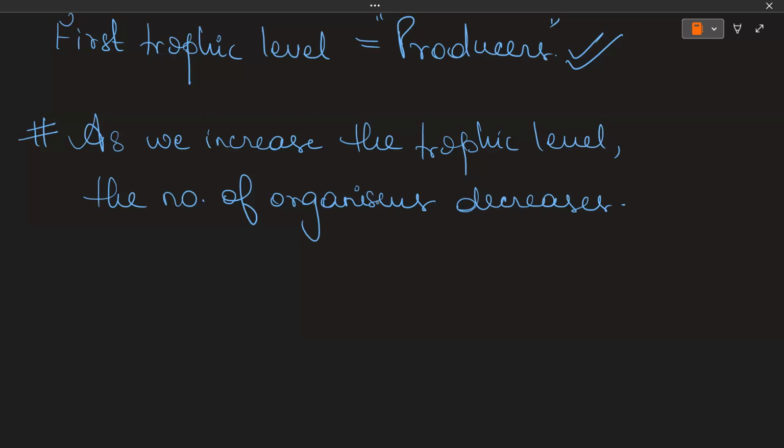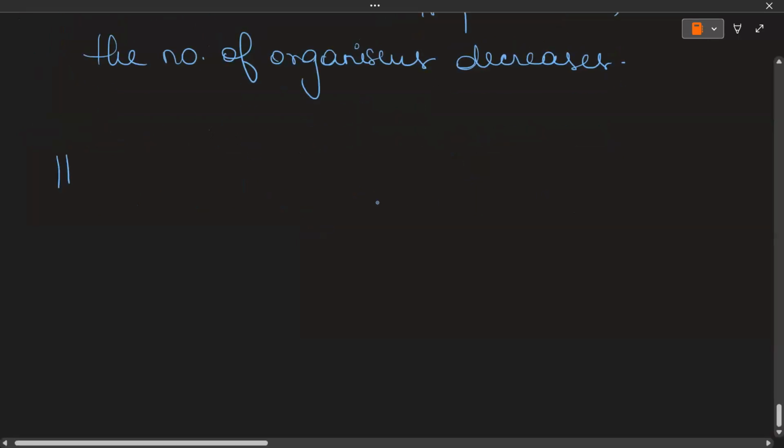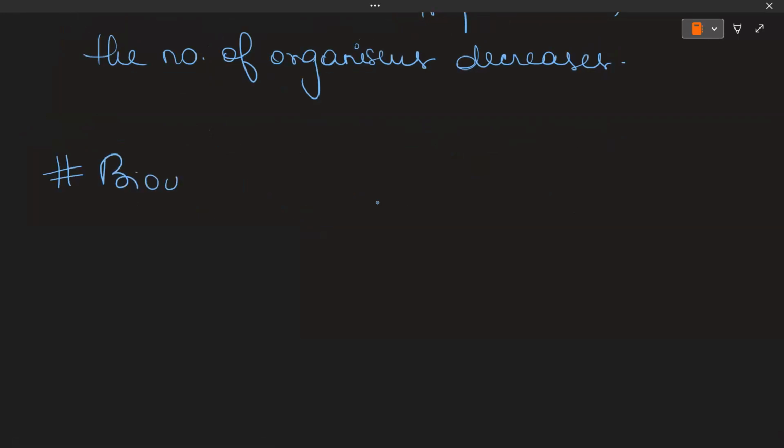Now, always remember that the ultimate source of energy on the earth is producers. But from where do the producers get their energy? Sun, solar energy. Sunlight is the ultimate source. Then comes the producer. All right. Now, there is a phenomenon that is known as biological magnification, or biomagnification.